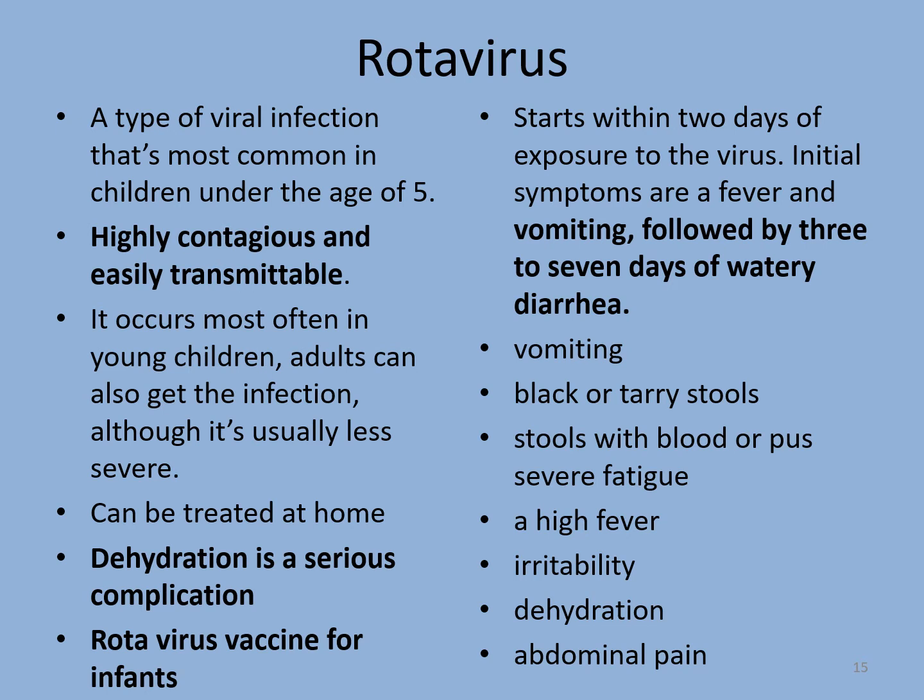Generally, the symptoms will start about 2 days after the child's been exposed. Initially, they'll have a fever and a little vomiting, but then it'll be followed by usually a week of severe watery diarrhea, 3 to 7 days. It starts with vomiting. The stools will become really watery, black, or tarry. We'll see blood or pus in them sometimes because it's so severe.